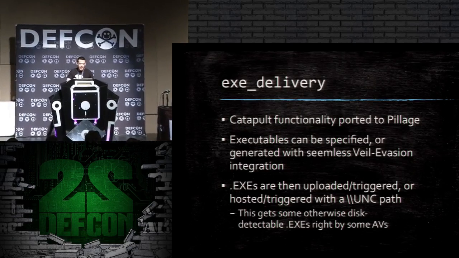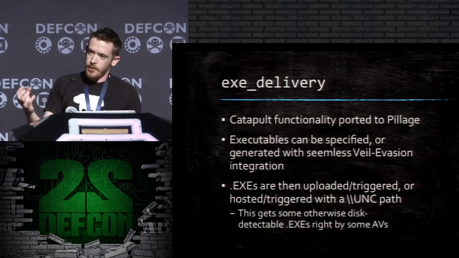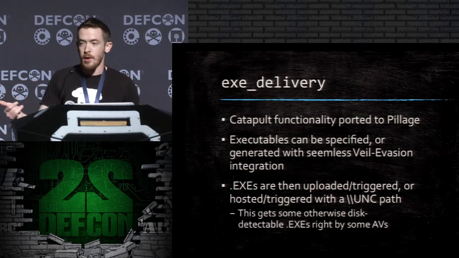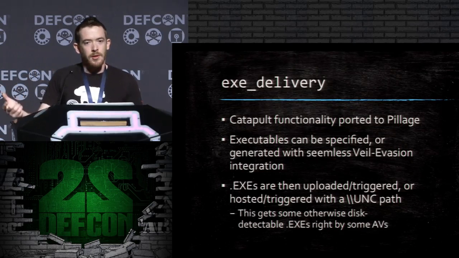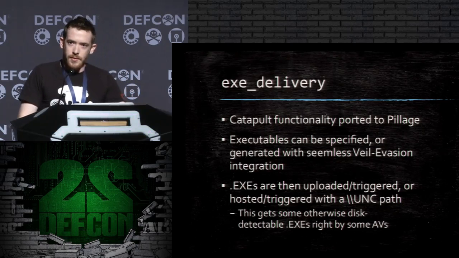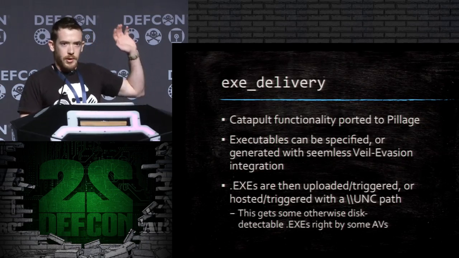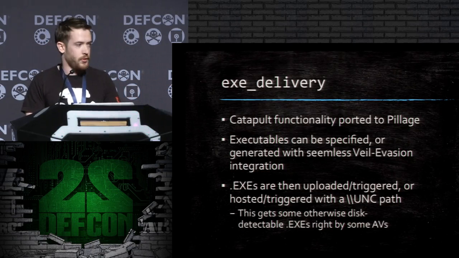All right. So, the UNC invocation, you stand up and host the file temporarily on an SMB server that's set up and then torn down transparently. And when you trigger it, that exe is loaded straight into memory on a host. And the nice effect of this is that this gets some otherwise disk detectable EXEs right by antivirus. If you want to see a demo of this, check out our ShmooCon presentation. I think the slides and everything are online.